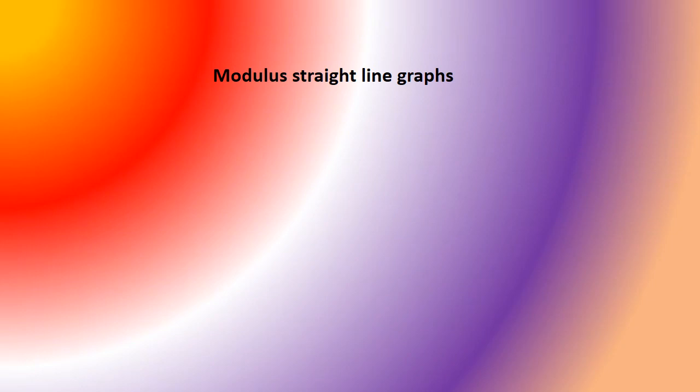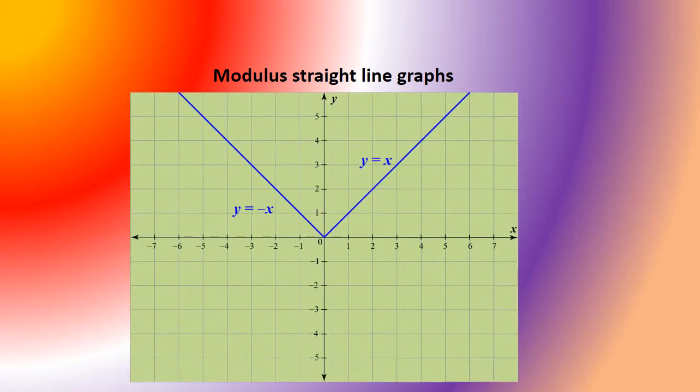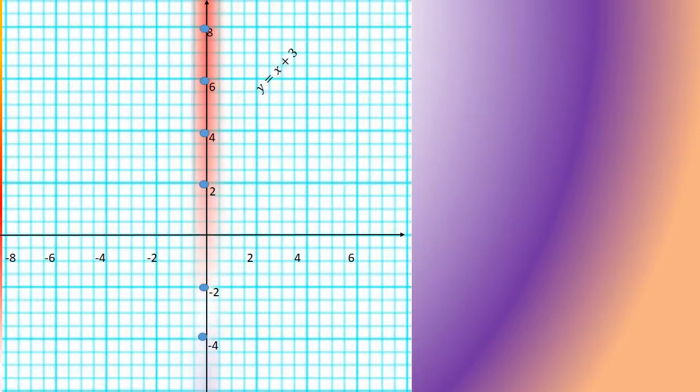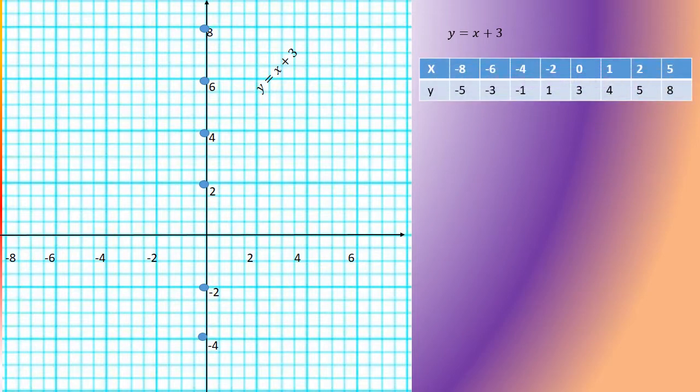Modulus straight line graphs. In this video, we will learn how to sketch a modulus straight line graph. Firstly, let's plot y equals x plus 3 straight line taking a few x coordinates. The x coordinates are minus 8, minus 6, minus 4, minus 2, 0, 1, 2 and 5. When you substitute these values into the equation y equals x plus 3, we will get the y values.